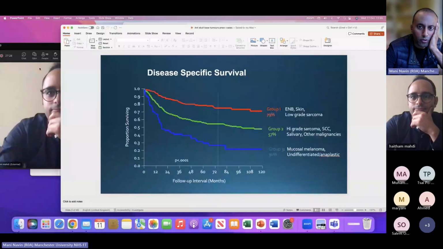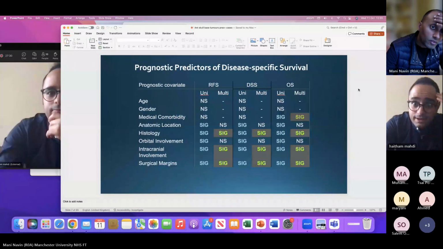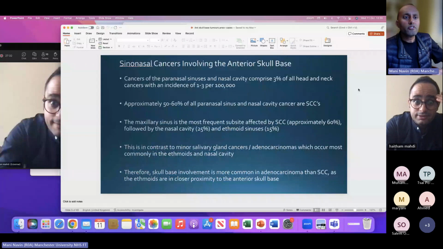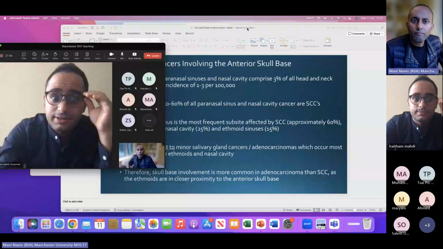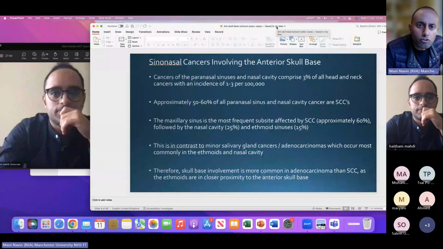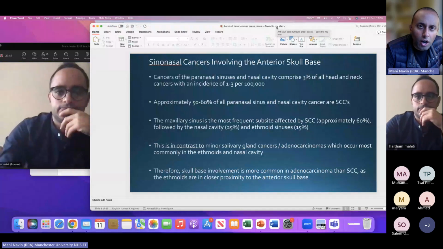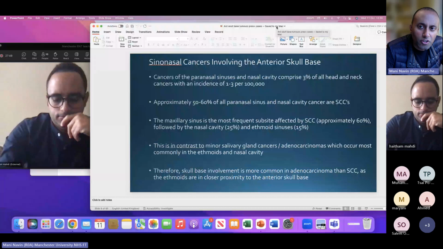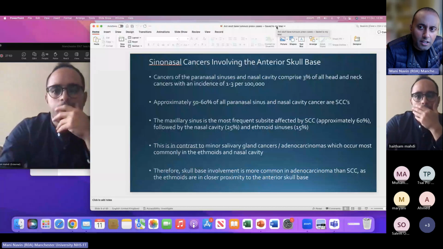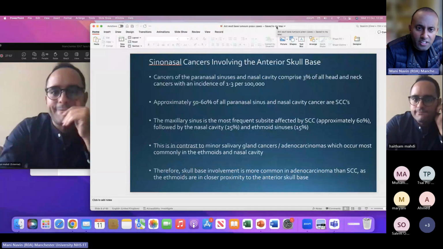So we've done this one, talked about this. Any questions? So let's talk about sinonasal tumours. You've got to remember, these are relatively rare tumours. Only 2% of all head and neck cancers are paranasal sinus tumours. The commonest site is the maxillary sinus, which is about 2/3 of them, followed by the nasal cavity and the ethmoids.